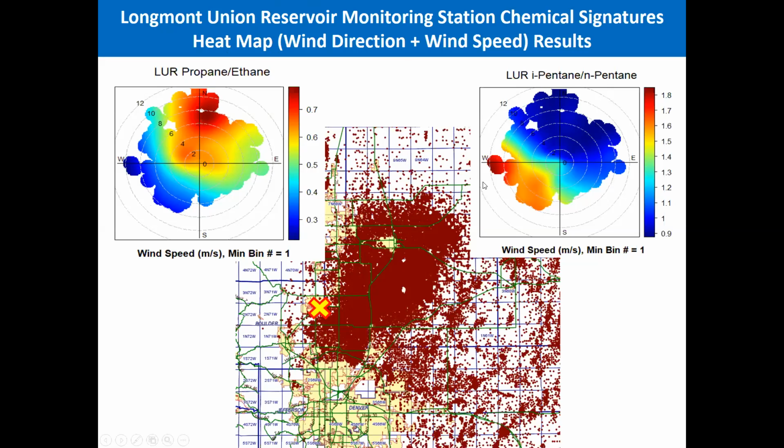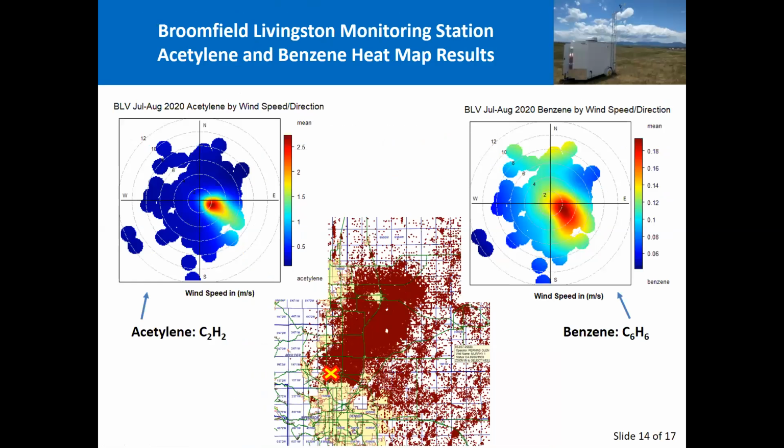So we have very nice tools in our hands to see these chemical signatures from the oil and gas sites. And I want to show you one more nice case example we have here. This is from the Broomfield sites, where we observed here at the Livingston site. It's about the nicest, most clearly defined signature we've seen, with elevated concentrations of acetylene and benzene, just from this very narrowly defined sector here.